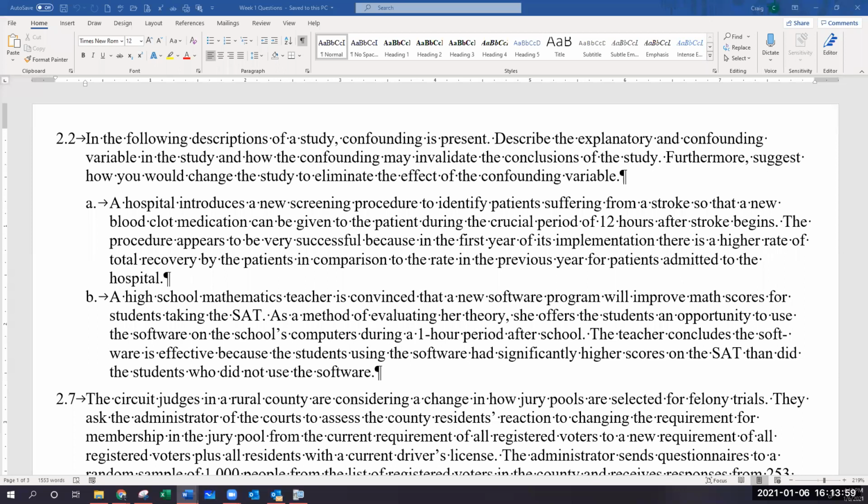Okay. Dr. McBride. Yes. So I just had a question. Would it be possible to suggest a prospective study since the medication is new? Would that be a legitimate answer? Well, I think it would be a legitimate real world answer. It wouldn't be the answer that the book or I was looking for.